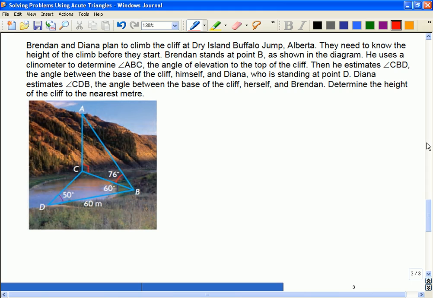They're two triangles. This one's actually kind of tricky because you have one triangle that's lying flat and one that's standing straight up. It says these two people are planning on climbing to the top of this cliff and need to know buffalo jump. I'm going to assume that's when they used to run them off the cliff. Anyways, they need to know the height of the climb before they start. Starting at point B, so here's where they start.